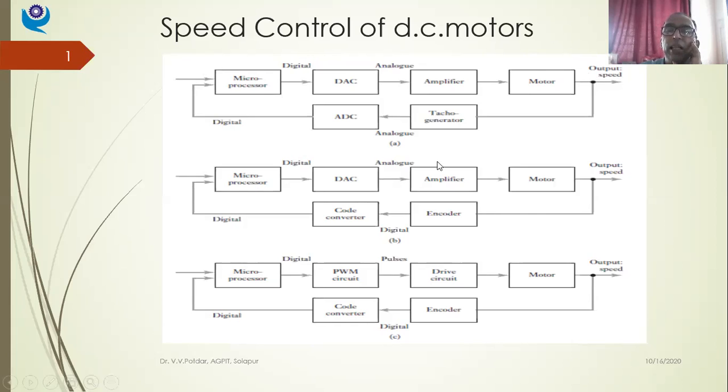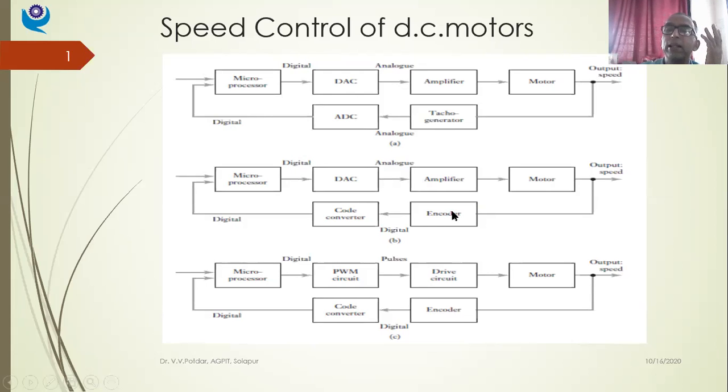Quickly we'll see the other two methods. What is the difference? See, the desired input signal and the feedback signal are the same. The microprocessor is the same. A digital signal is generated by the microprocessor. What is this digital signal? It is an error signal. The D2A converter, analog, this part is the same. What is the difference then? Instead of a tacho generator, which generated an analog signal, I am using an optical encoder.